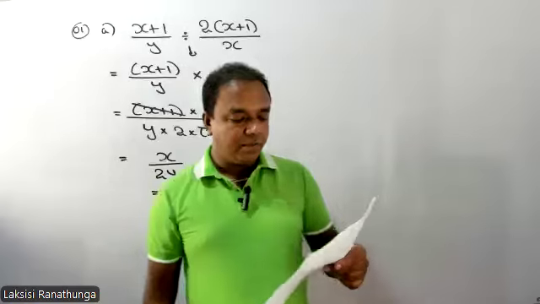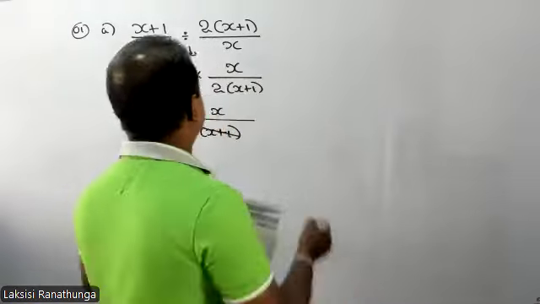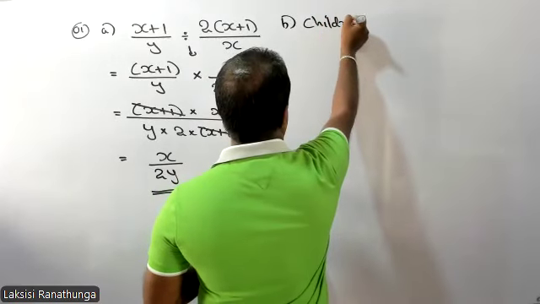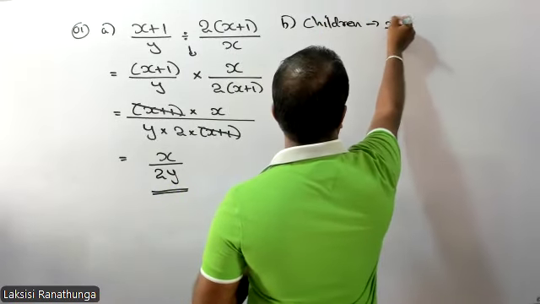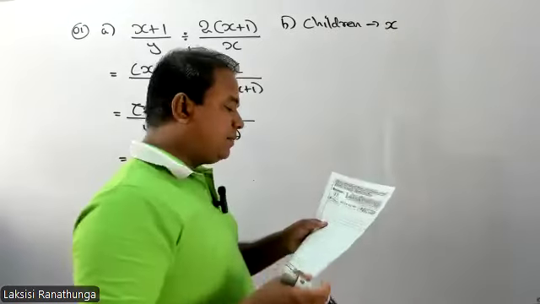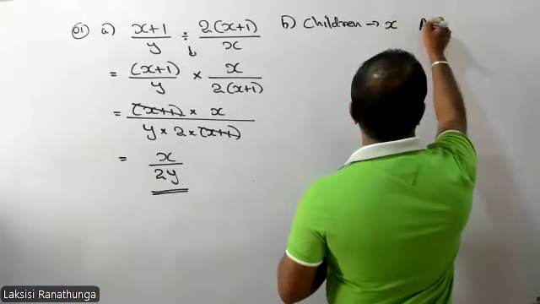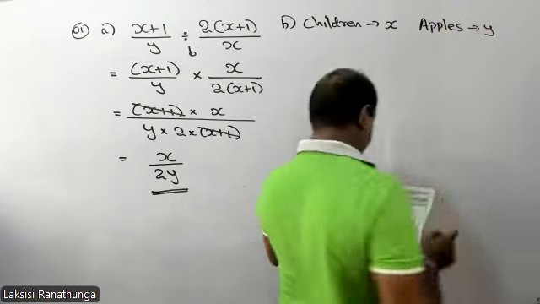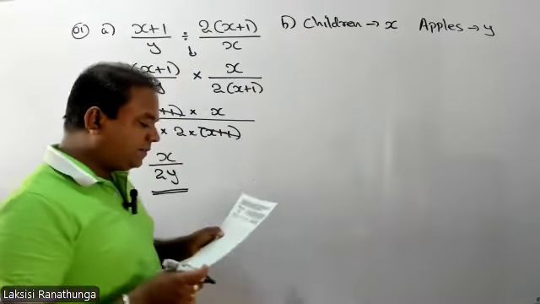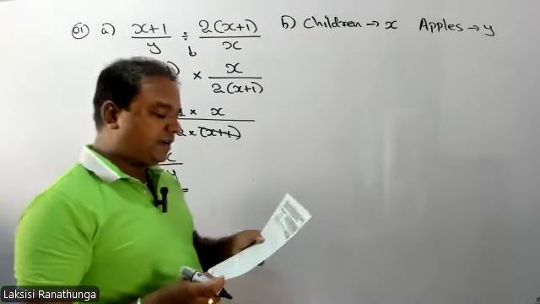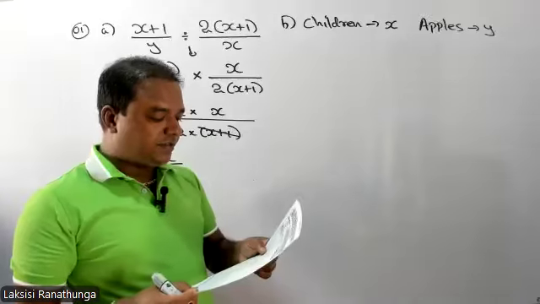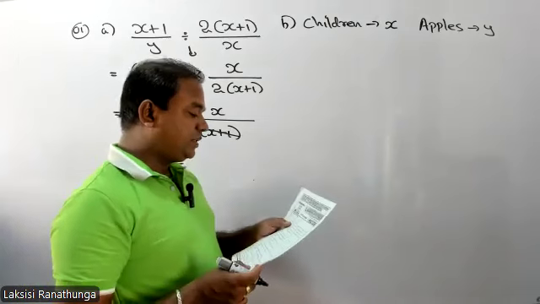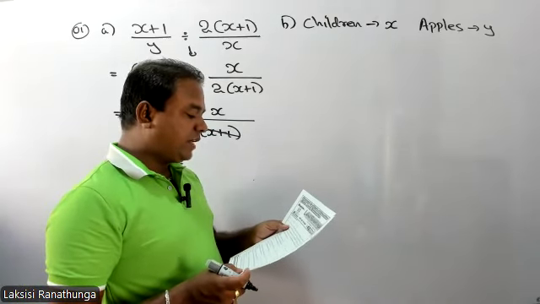By taking the number of children as x and the number of apples as y, build up a pair of simultaneous equations and find the number of children and the number of apples. Right, let's move to the top of the question.